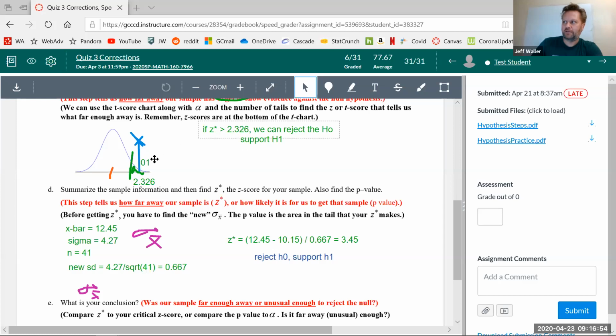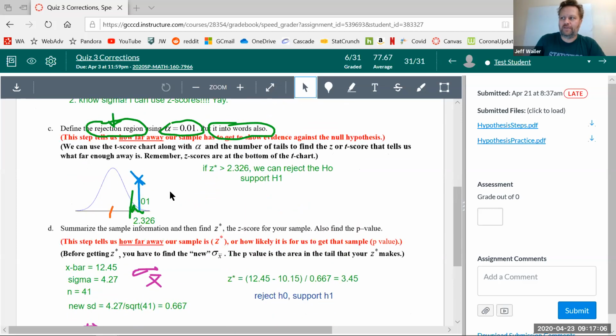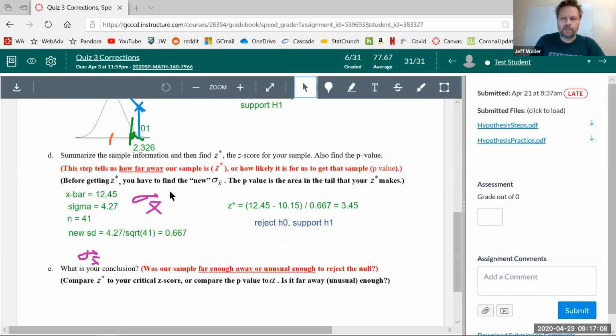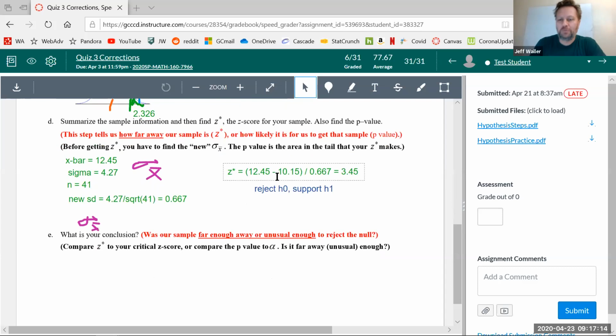3.45 is definitely bigger than 2.326. So our sample was almost 3.5 standard deviations away from 10.15. That is pretty good evidence that the real mean is not 10.15, it's actually bigger. Does this mean the real mean is 12.45? Of course not. That was my sample mean. The sample mean could be anywhere. But the fact that it was so far above 10.15 is good evidence that the real mean for these coyotes that got more room is bigger. It does seem they lived longer.